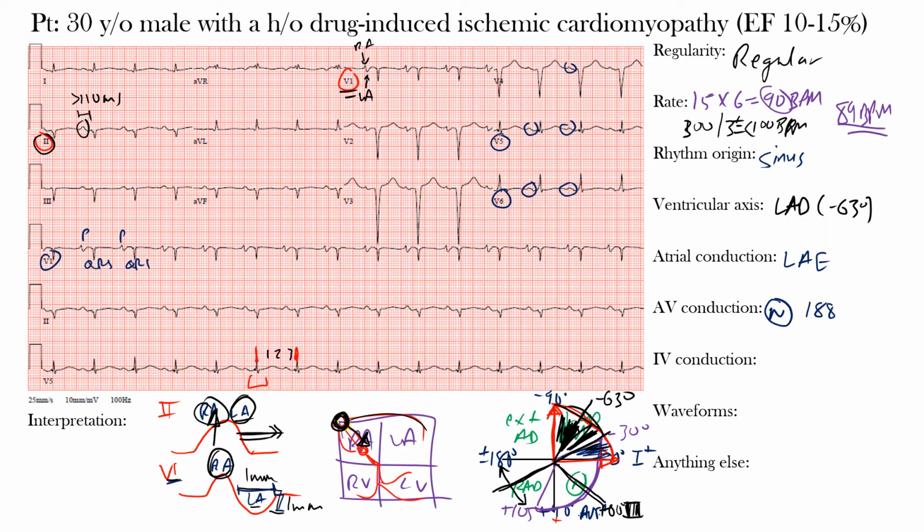The PR interval was 188 milliseconds, so below that 200 milliseconds or upper limit of normal. So next we have intraventricular or IV conduction. Here we look at the duration of the QRS complexes.